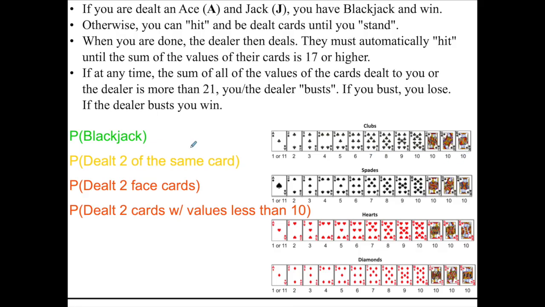And in general, order does not matter. If you're dealt the Jack of hearts and the Jack of spades, it's the same outcome as if you're dealt the Jack of spades and the Jack of hearts for the purposes of being dealt two face cards. So please pause the video. Under those parameters, find these four probabilities. Then when you're ready, unpause and you can see what I got.